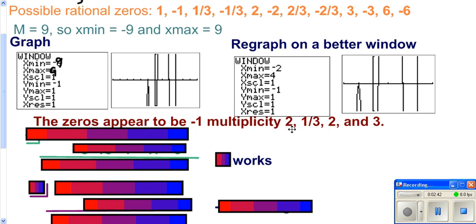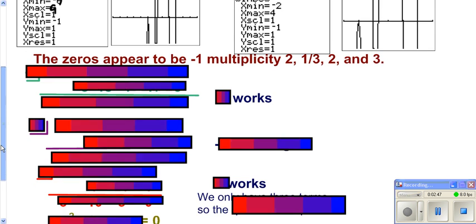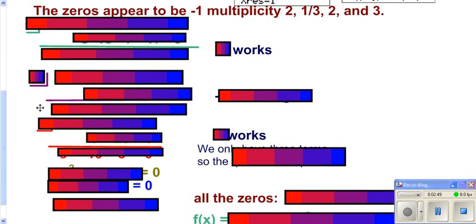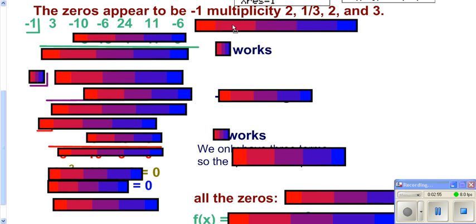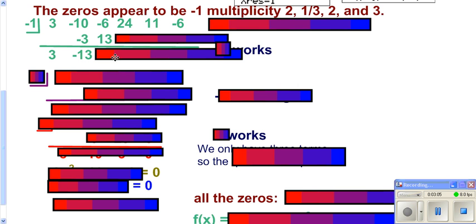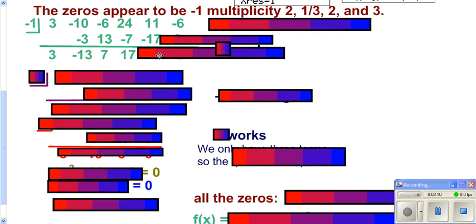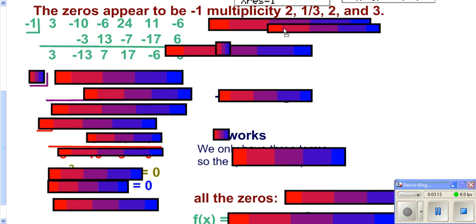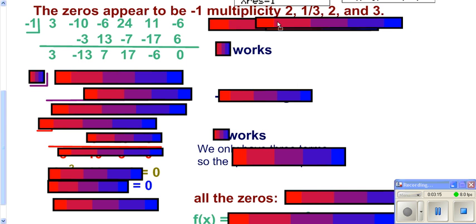So we need to go ahead and try these numbers using synthetic division into our original to see if they actually do work. So we're going to start off by using -1 into our original, and we're going to go ahead and do synthetic division. Drop the 3, multiply, add, multiply, add, multiply, add, multiply, and add. And you'll notice that yes, -1 does work.